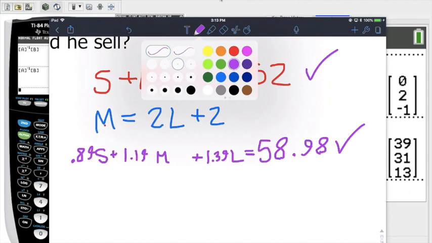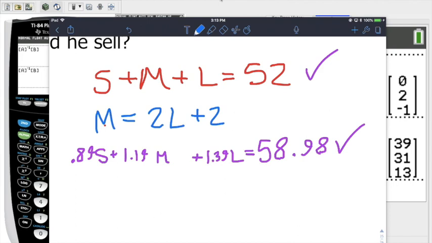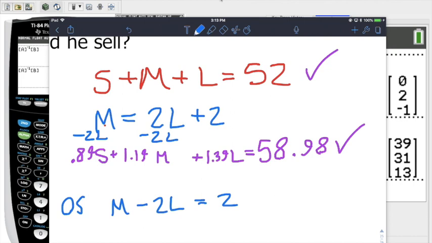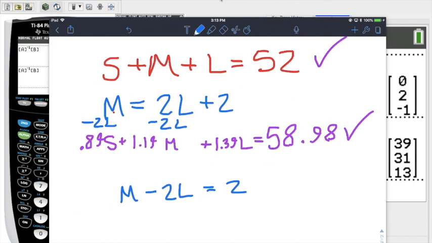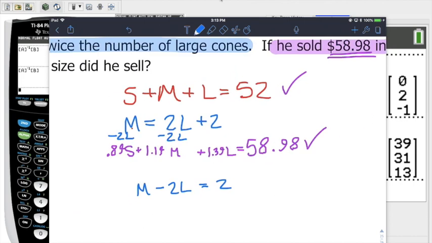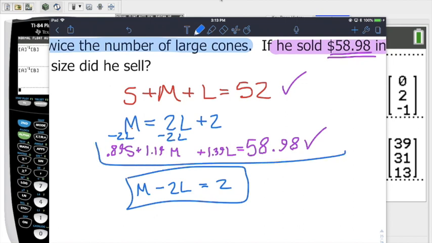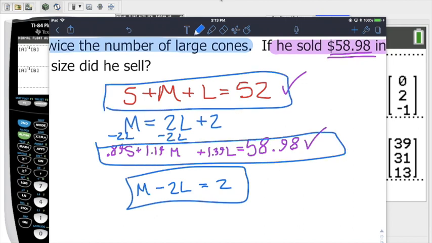So let's take this blue equation, and all we got to do is just subtract over the 2L. If I'm going in the same order, we need mediums first. So we'll go mediums, and then minus 2L, and then it equals 2. Okay, and we don't have any smalls. You can put 0S if you want. It's really not necessary. So that'll be your equation you're going to use there. So that one, purple, and red.